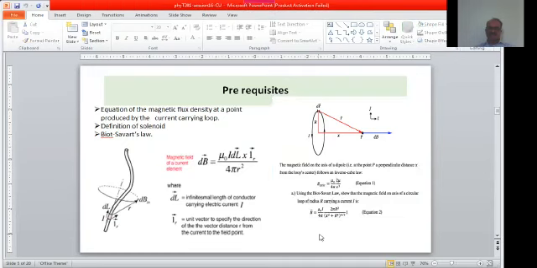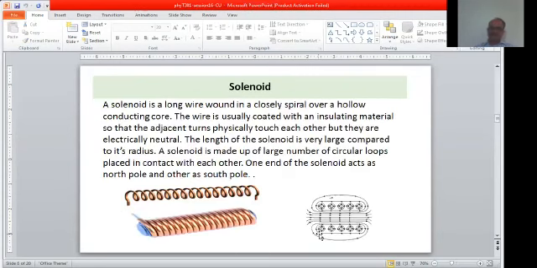So these are the prerequisites, or the knowledge we should have before going to derive an expression for the magnetic field due to a solenoid. So this is the solenoid.